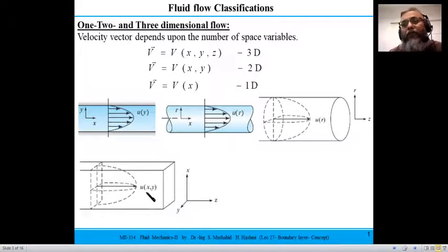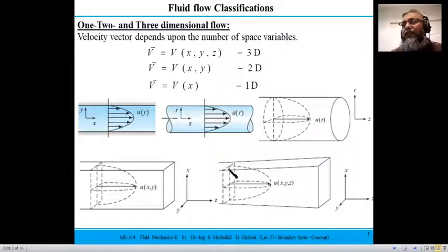Here you see your velocity profile is a function of two space variables, so this problem would be considered a two-dimensional problem. And here, if you see this tapered section, your velocity profile is a function of three space variables. So your x, your y, and your z are all significant here. They are important in calculating the velocity profile. Then this problem would be called a 3D problem. If the problem is also time dependent, then it could be called unsteady and three-dimensional, because the time variable is also involved.